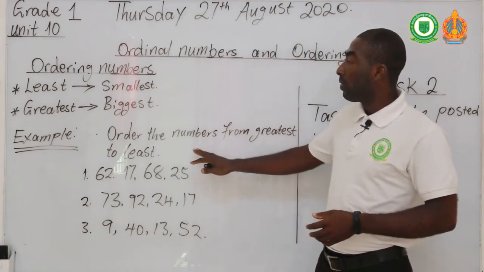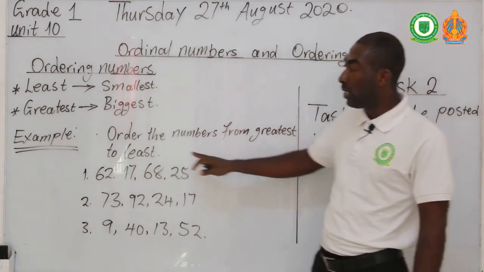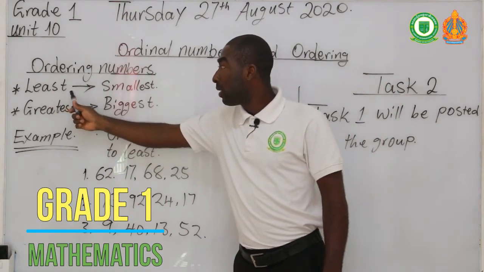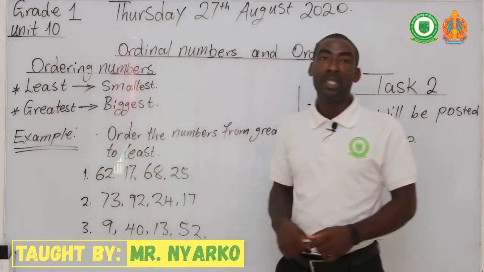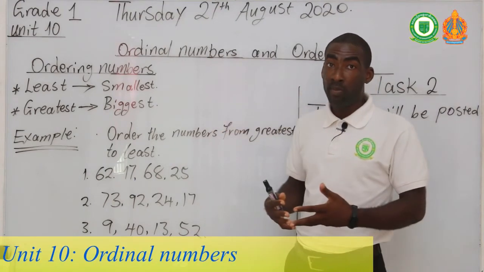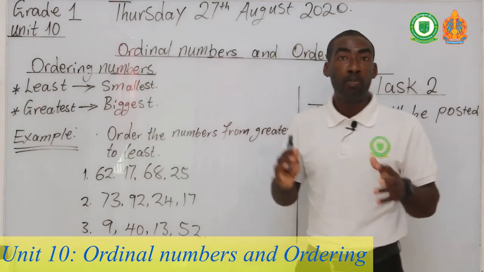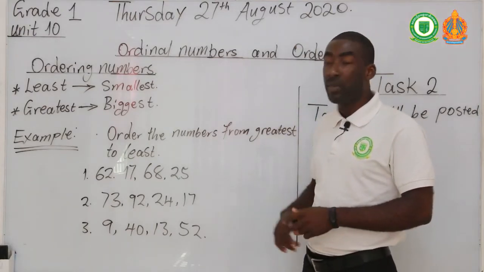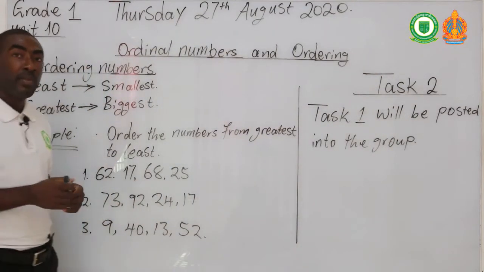So our question now is that we are to order the numbers from greatest to least. Again, to remind you, when we say least, it means we are dealing with the smallest, and greatest means we are dealing with the biggest. So it's like big and small, and order means to arrange them. So when we say ordering, it means we are rearranging them in a particular way that we are asked to do. We have 3 examples that we're going to look at, so let's see how we can put them in the right order.